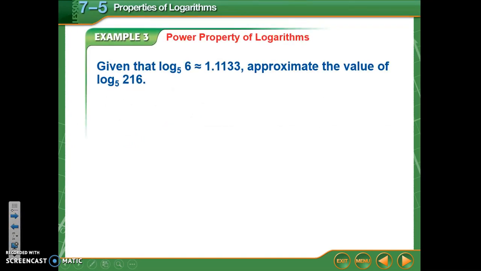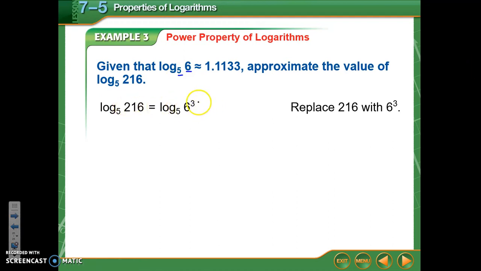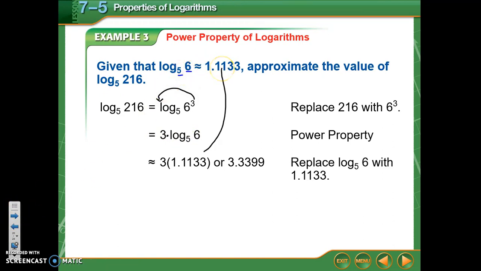So if we look at this example, we want to approximate the value again of log base 5 of 216. I'm given that log base 5 of 6 is approximately equal to 1.1133. So I'm going to try to write 216 in terms of 6's and/or 5's. In this case, I only need 6 because I know that 216 is 6 cubed. So I'm just rewriting 216 as 6 cubed. And then I can bring that power down in front by the power property. It becomes the coefficient. And I know what log base 5 of 6 is. They gave me an approximation, so I plug that approximation in, and I multiply it by 3, and that gives me my final answer of 3.3399.